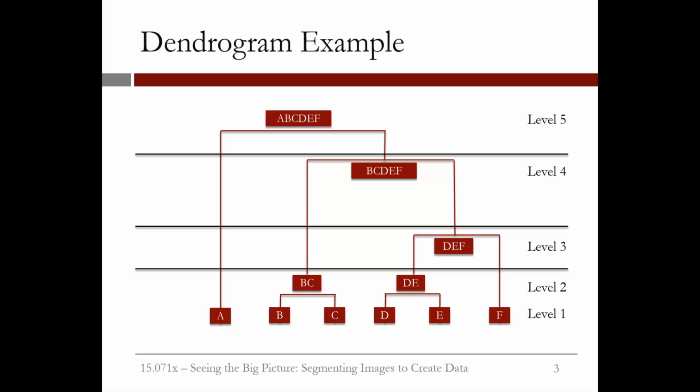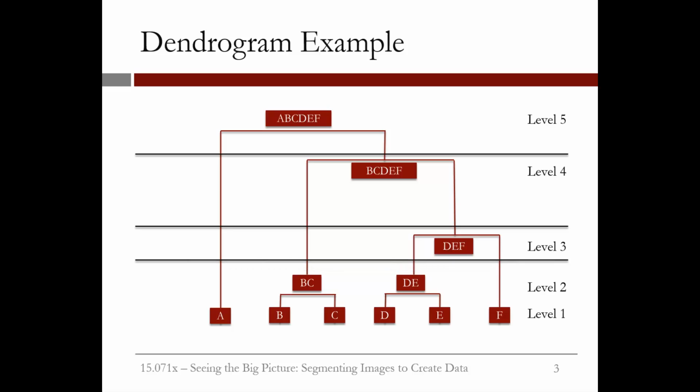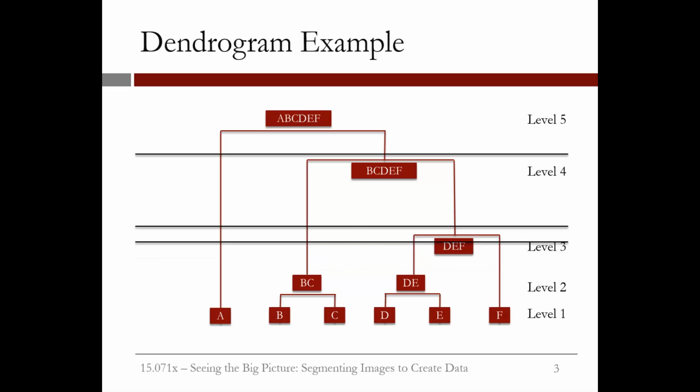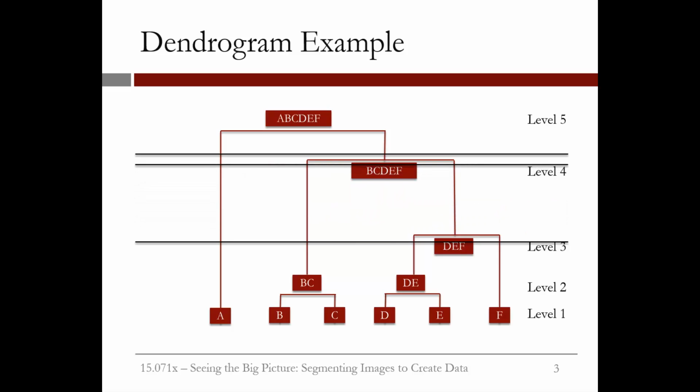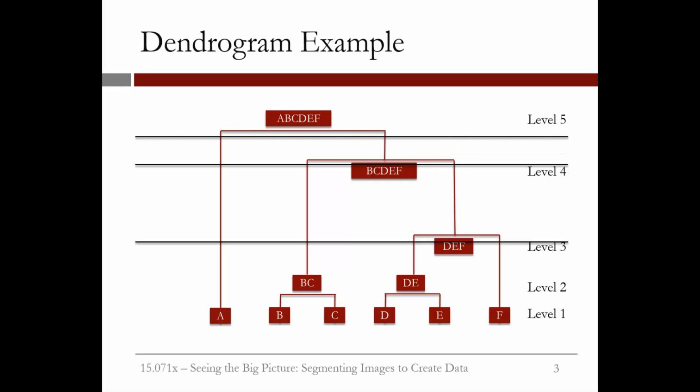A good partition belongs to a cut that has good enough room to move up and down. For instance, the cut between levels 2 and 3 can go up until it reaches cluster DEF. The cut between levels 3 and 4 has more room to move until it reaches cluster BCDEF. And finally, the cut between levels 4 and 5 has the least room. So it seems like choosing 3 clusters in this case is reasonable.